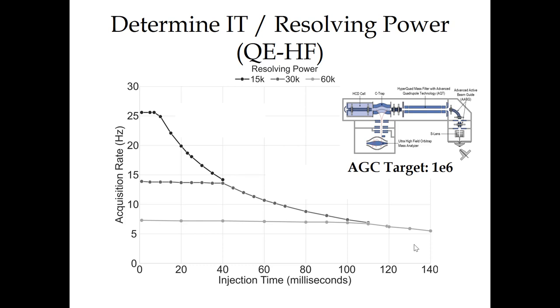Eventually, as you increase fill time, the acquisition rate slows down for any given resolving power. If you go to a lower resolving power, of course the instrument will scan faster. Higher resolving power, it scans slower. Can anybody tell me why this curve plateaus and then drops off? This one is kind of a more difficult question. So why would the instrument still scan at the same speed even though I'm increasing the inject time?